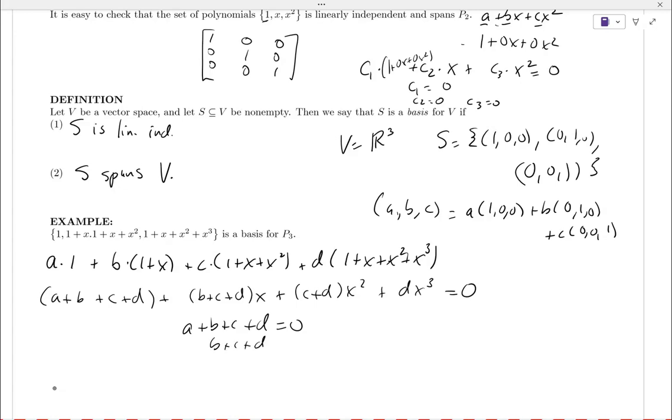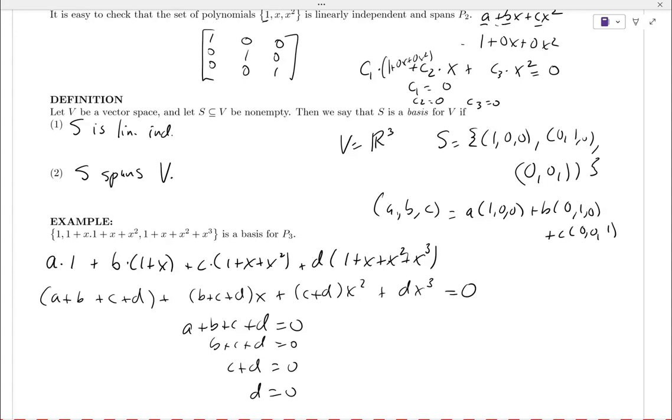What else would we need? And b plus c plus d equals 0. c plus d equals 0. d equals 0, right? We would have to have all of those things. If we had some arbitrary polynomial on the right-hand side, then this would have to be whatever the constant term is. This would have to be whatever the coefficient on the x term is, and so on down the line. But notice the left-hand side would be exactly the same, correct?